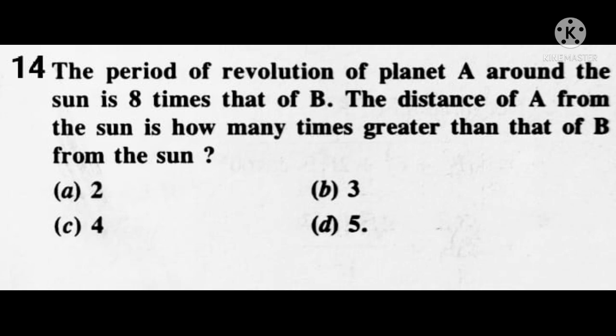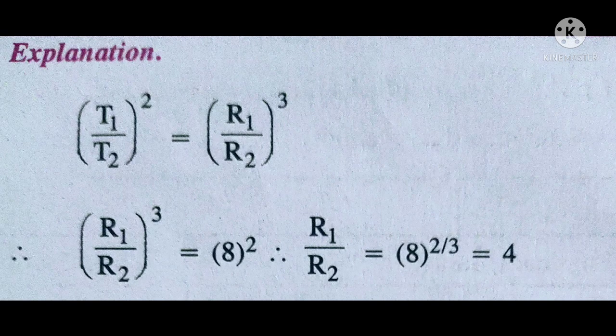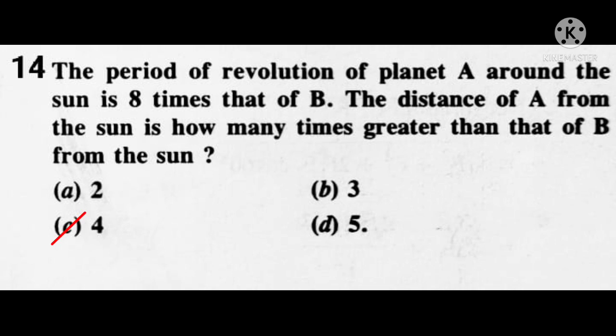So let us see how we can find. Explanation: (T1 over T2) whole square is equal to (R1 over R2) whole cube. So (R1 over R2) cube is equal to 8 square. So R1 over R2 is equal to 8 raised to power 2 by 3, and this is equal to 4. So in this question C is the correct option, 4.